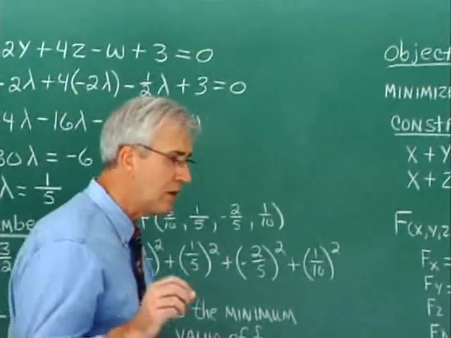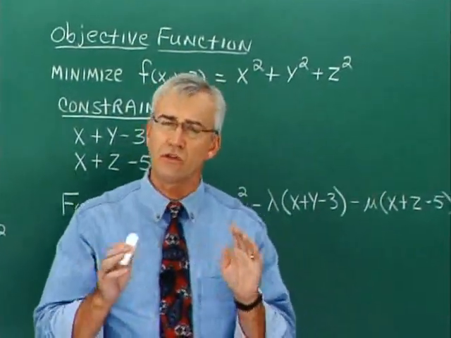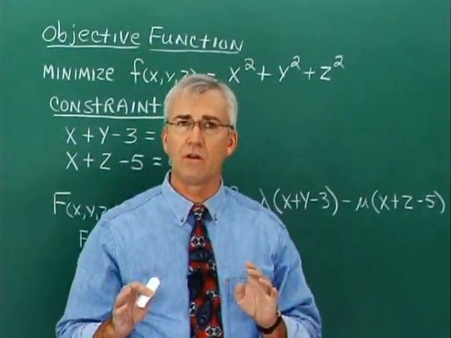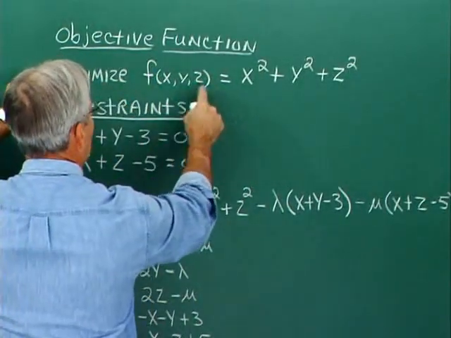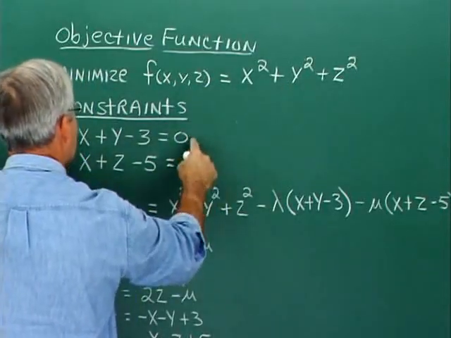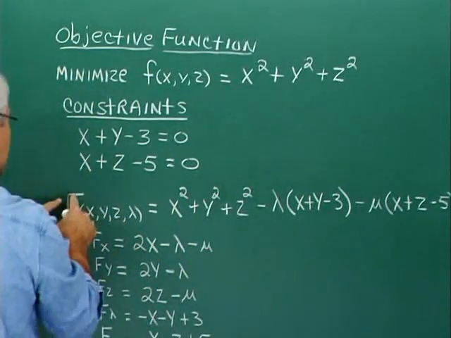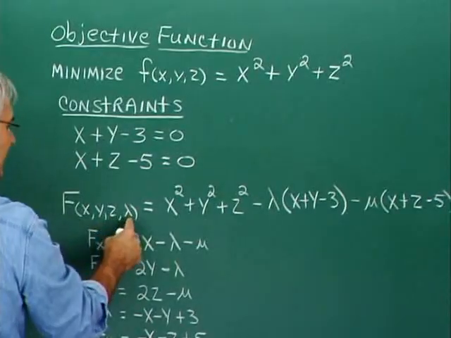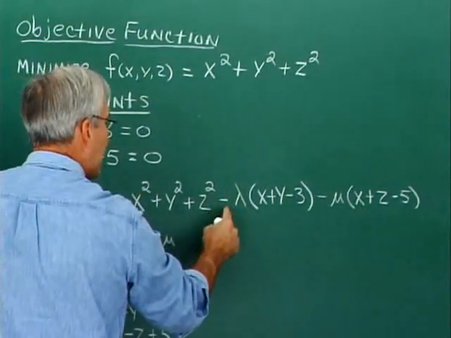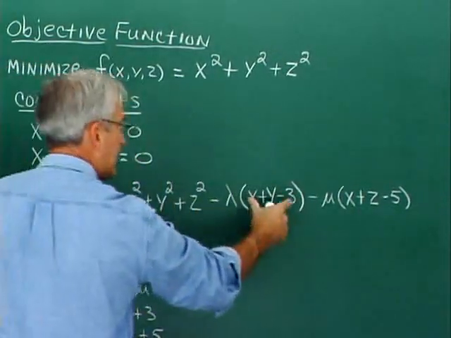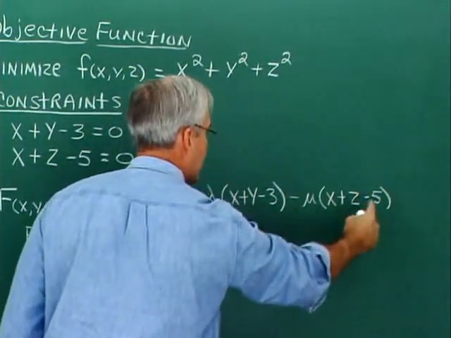Now it turns out that we can use Lagrange multipliers to solve optimization problems involving 2 constraints. Here's an example of that situation. Suppose we want to minimize this function involving 3 variables, and we have 2 constraints. Well, here's the structure of the equation that we use for that purpose. It is uppercase F of x, y, z, lambda, and it is the given function, the objective function, minus lambda times the first constraint function minus another variable, mu, times the other constraint function. And that's all there is to it.